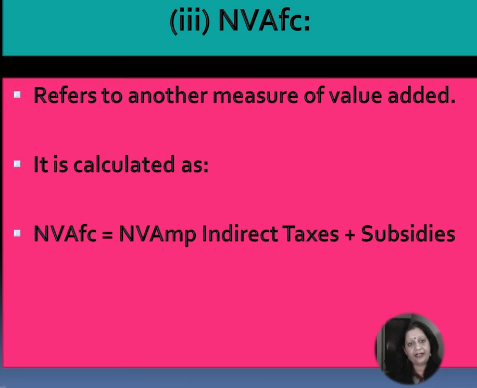Net value added at factor cost refers to another measure of value added. It is calculated as net value added at market price minus indirect taxes plus subsidies. So this is the formula for calculating net value added at factor cost. So this is only the numerical portion rather than the theoretical portion.